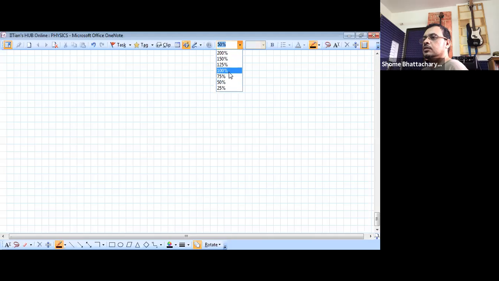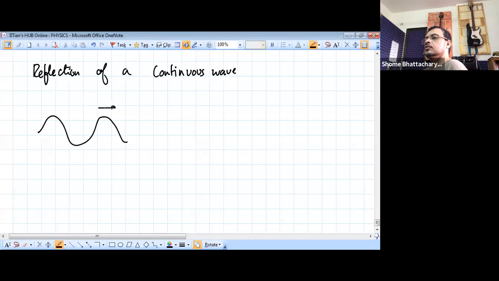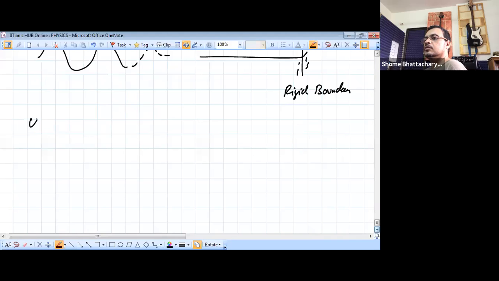Now moving on from this to reflection of a continuous wave. So for example, we have an incident wave like this, and on one side of it there is a rigid boundary. Let's say this is at x equal to 0. So if our incident wave has the equation, let's say a naught sine omega t minus kx, because it's traveling along the positive x direction.